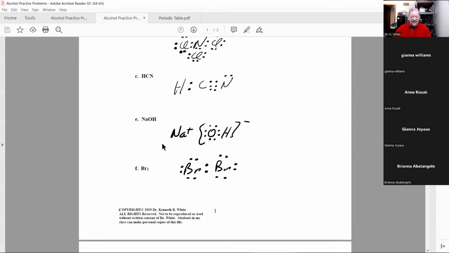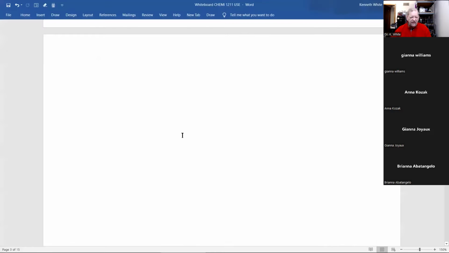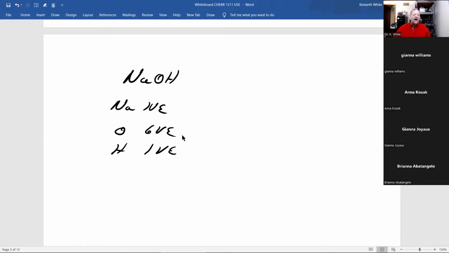Now let's look at E. NaOH is sodium hydroxide. How do we do this? There's the answer, but how do you do that? Good question, so I better do it. Draw the Lewis structure for sodium hydroxide. Sodium has 1 valence electron, oxygen 6 valence electrons, hydrogen 1 valence electron.